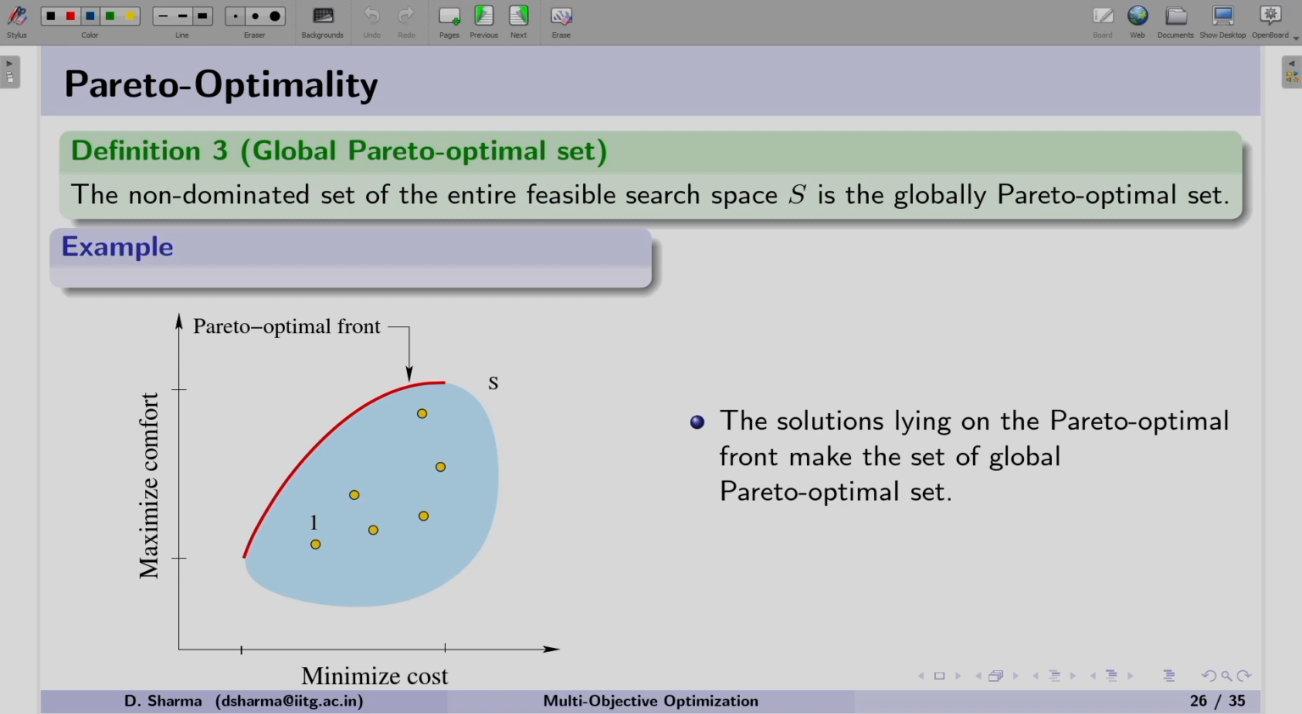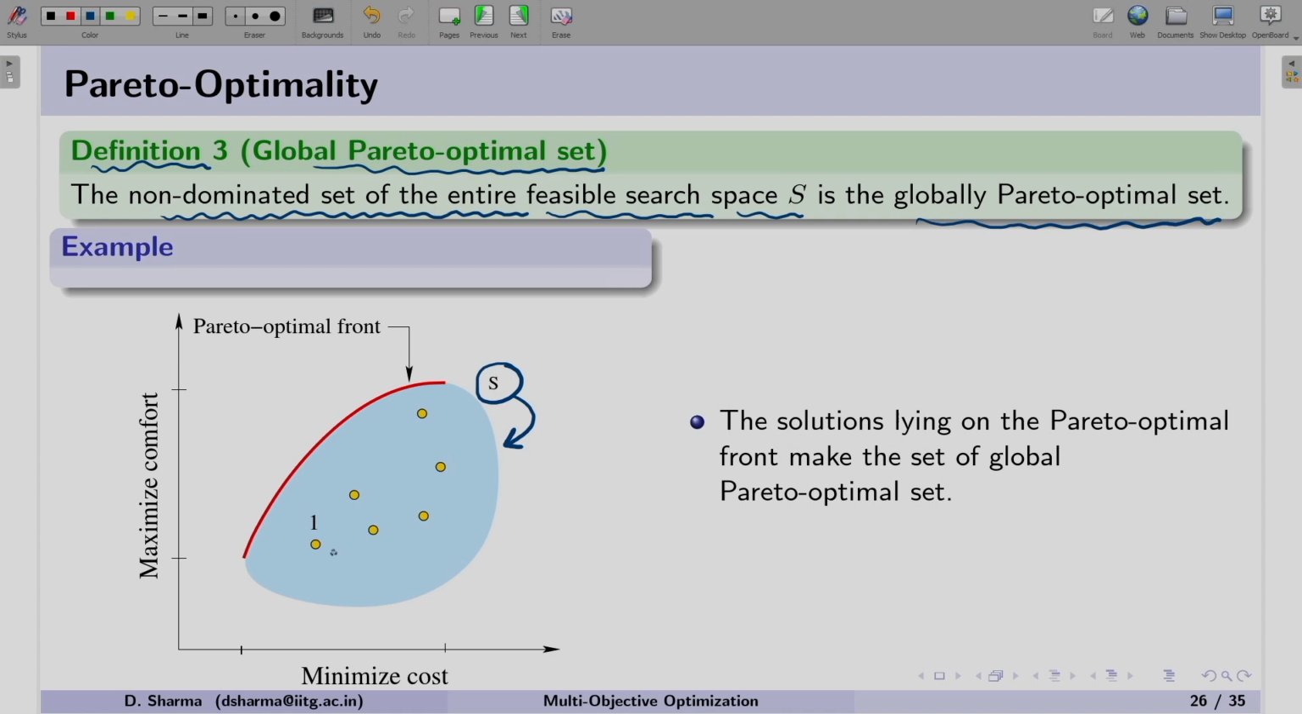Going further, we can use the definition of non-dominated set. Now, definition 3 is about the global Pareto optimal set. What is that? The non-dominated set of the entire feasible search space, say S, is the global Pareto optimal set. Let us look at the figure now. Let us assume that the feasible search space S is given by the shaded region.